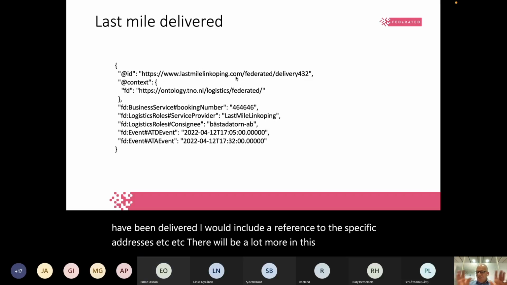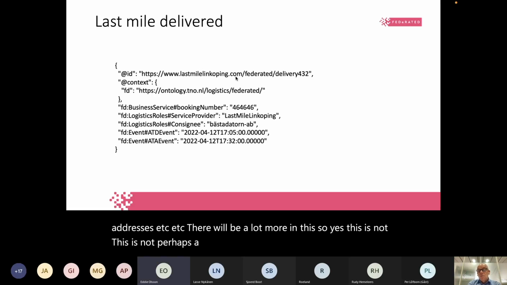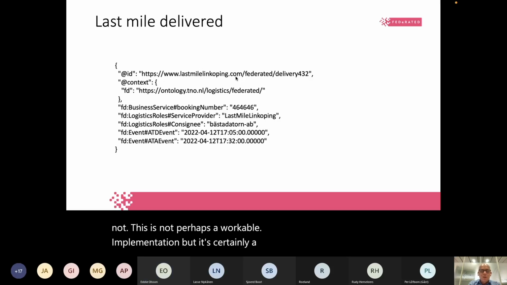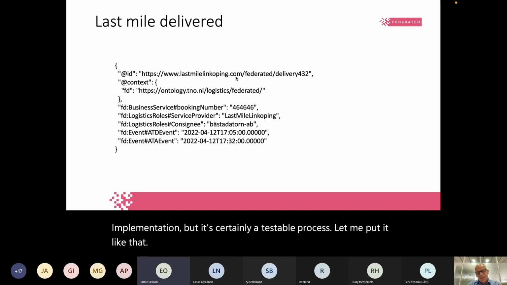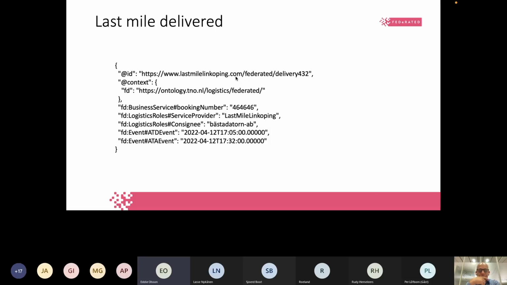So yes, this is perhaps not a workable implementation, but it's certainly a testable process. Let me put it like that. Yeah, absolutely. I'm not trying to insinuate that this should not be extended to work, because that's a given since it's a simple example. I'm just thinking from the perspective of trying to visualize this in some kind of user interface. Yeah, we will certainly need a bit more meta. That's exactly right.